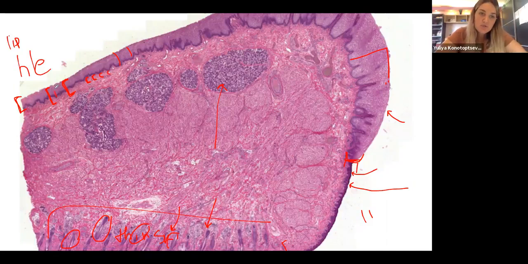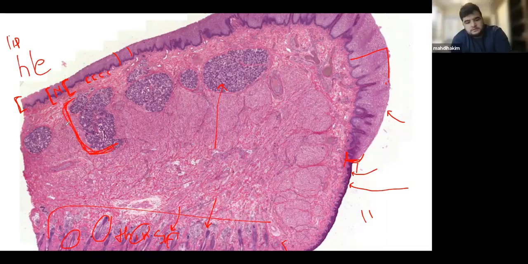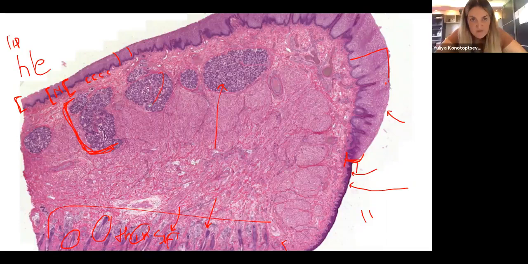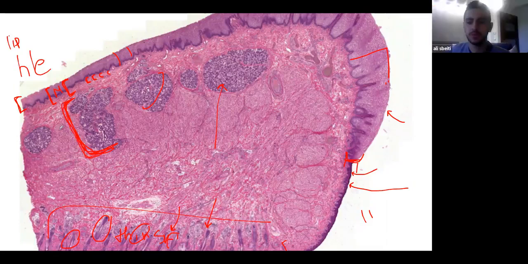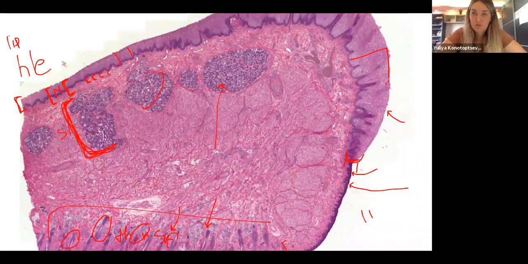You said this is mucosa, yes? What is this? Salivary glands. If I put like this, then yes, this is salivary gland, but I put it as a layer. So what is this? Submucosa. This is going to be the submucosa. And inside of the submucosa, we can see many salivary glands. Even with this magnification, you're able to say which ones they are.